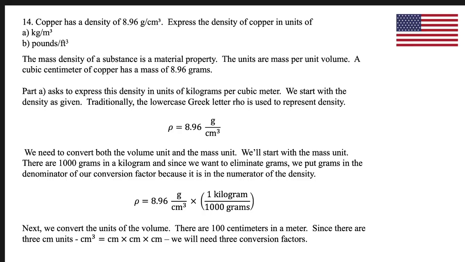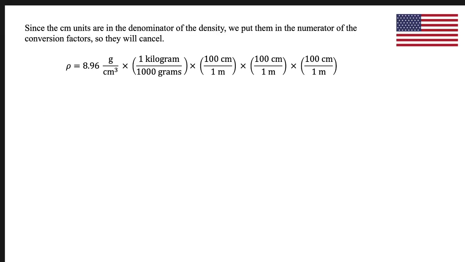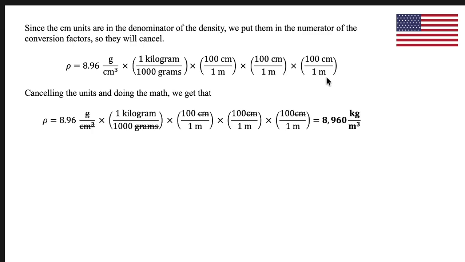There are 100 centimeters in a meter. And there are 3 centimeter units there, because centimeters cubed is centimeters times centimeters times centimeters. We're going to need 3 conversion factors for the lengths. So they're all going to cancel out. Centimeters cubed in the denominator here, centimeters times centimeters times centimeters in the numerator. The grams cancel, we're left with kilograms per meter, meter, meter, which is meters cubed. And that's what we want.